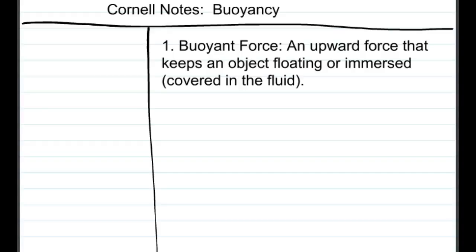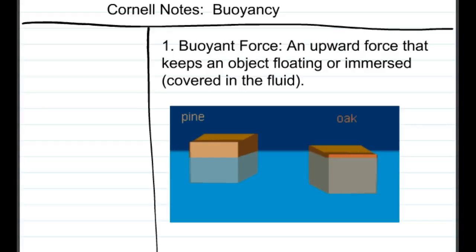The first idea is buoyant force. Buoyant force is an upward force that keeps an object floating or immersed, which means covered in the fluid. So in these two pictures, they're both experiencing a buoyant force. The buoyant force is a force that the water causes that pushes the objects in all directions.